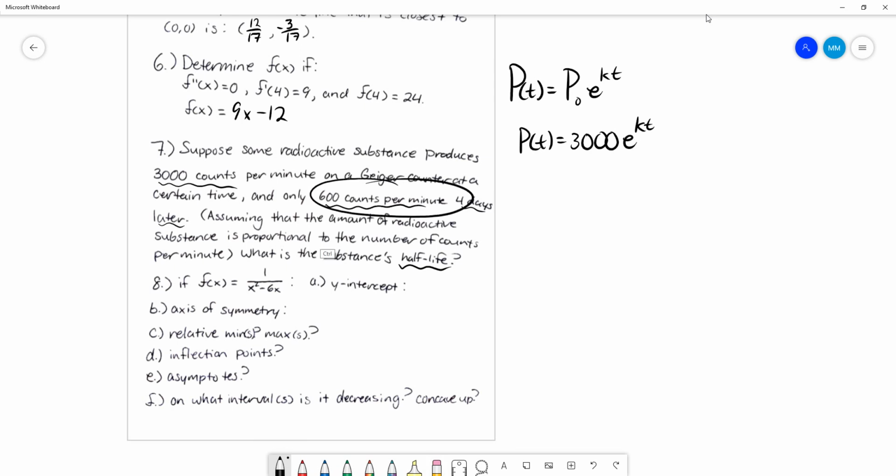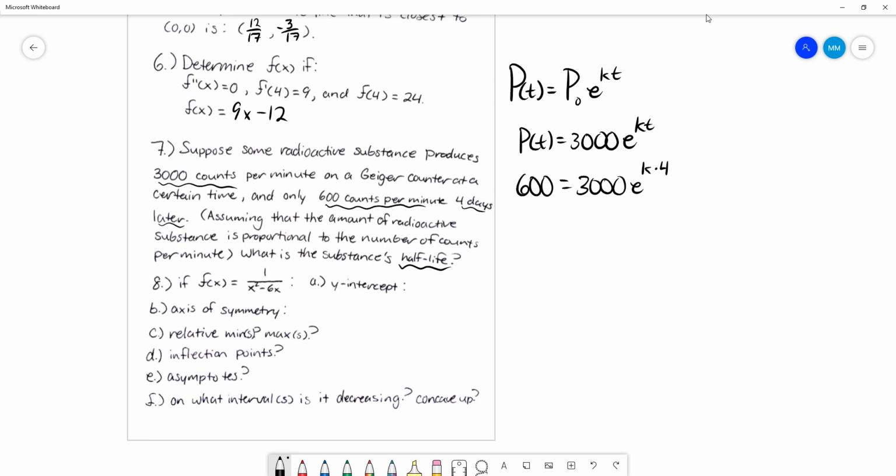So we know that it's 600 counts per minute 4 days later. So I'm going to say it's 600 equals 3,000 e to the power of k times 4, because t is 4 because it's 4 days later. And now I can solve for that k value.